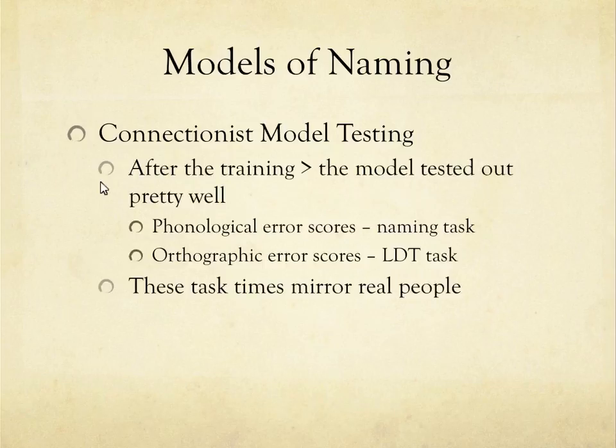And then after the training, it appears that this model works pretty well. You get the same types of phonological problems that you would in a naming task, the same types of orthographic problems that you would in a lexical decision task, and the speeds are the same as what real people would do. So this model is looking pretty promising because it matches what people actually do. That's always a struggle when you're building computer models, making sure they actually work like people, because otherwise they're just fancy, non-real things.